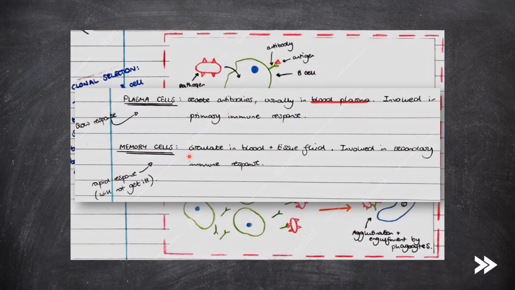So just to avoid confusion, plasma cells secrete antibodies usually in the blood plasma. They're involved in the primary immune response, which is a slower response, and memory cells circulate in the blood and tissue fluid. They're involved in the secondary immune response, and this is a rapid response, so a person will not get ill.